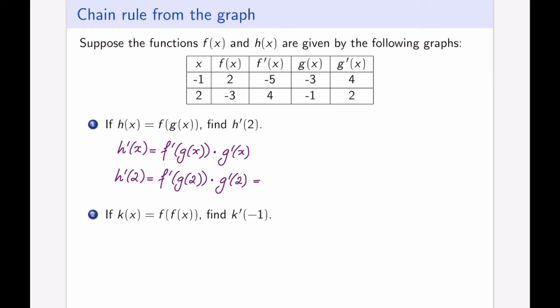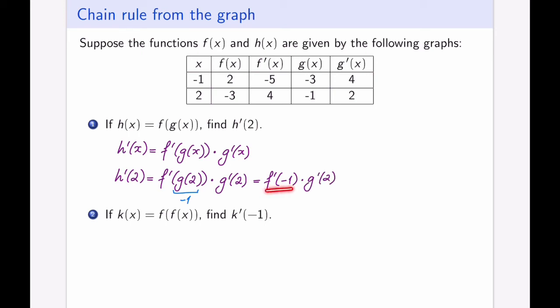So I'm going to replace all of my x's with the number 2. And now I'm going to use the table to look up the values that I need to actually plug in. So first of all, working inside out on this function, g of 2 is equal to what? Well, this is the column for g. This is the row for 2. So g of 2 is equal to -1. So overall, so far, I have f prime of -1 times g prime of 2.